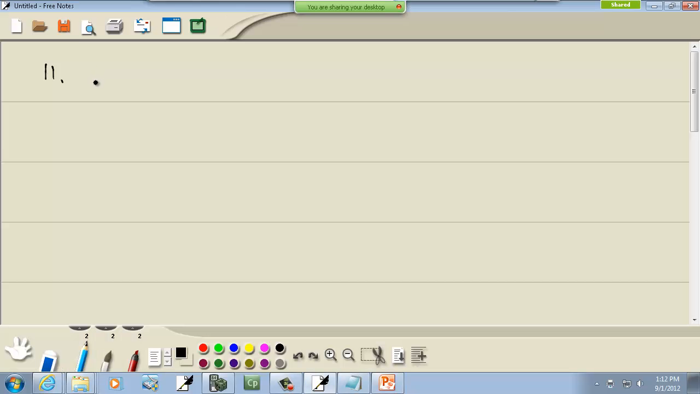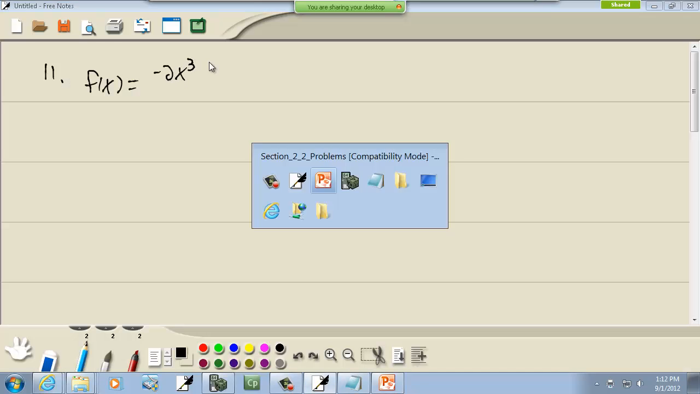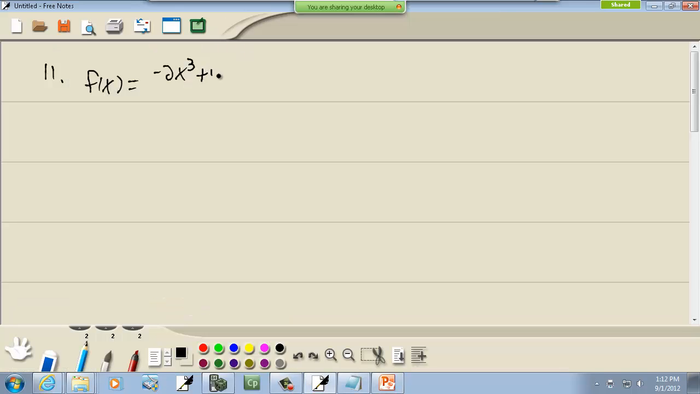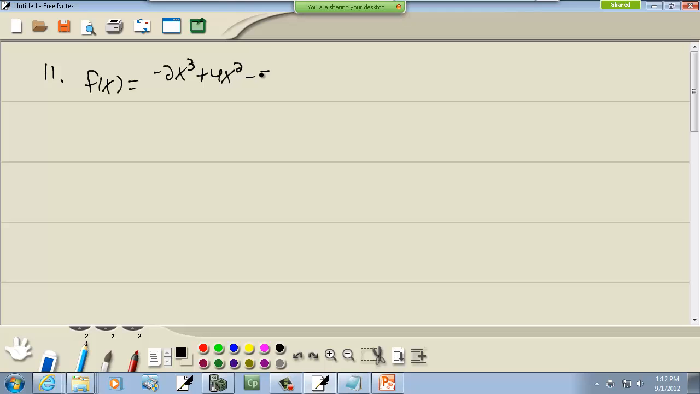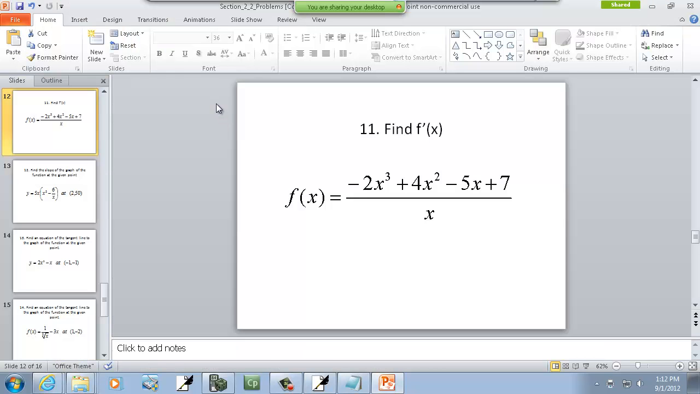So we got f of x is equal to negative 2x to the third plus 4x squared minus 5x plus 7. And we're putting it over x.